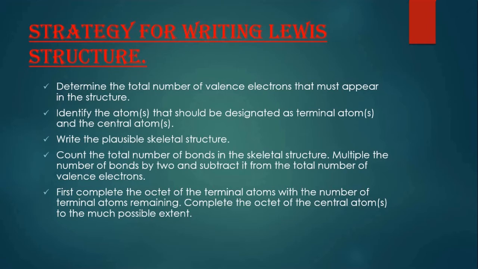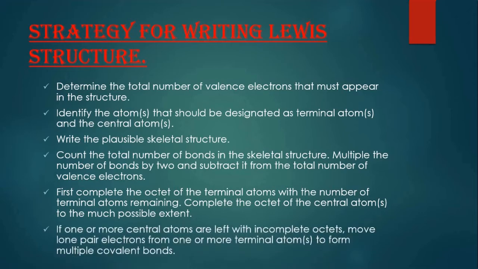After you finish completing the octet of the terminal atoms and sometimes also the central atom, count the total number of bonds and valence electrons around individual atoms. If they are not up to 8, then move to the next step. Already, we know that hydrogen can take a maximum of 2 electrons. So, you are expecting only 2 electrons for hydrogen. That means for hydrogen, it will not be 8 electrons around the hydrogen atom, but 2 electrons.